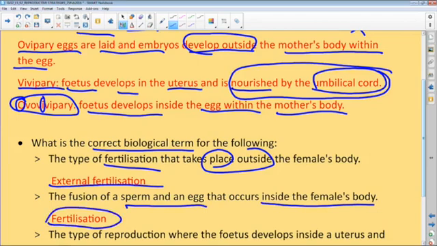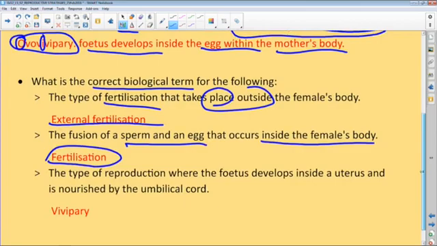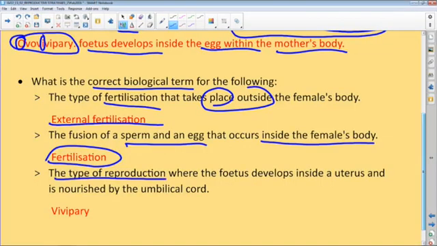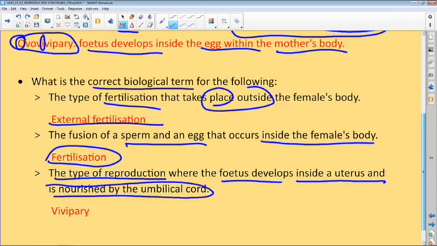That was one of the first things that we had to look at today: fertilization is when an egg and a sperm meet inside the female. The next one, the type of reproduction where the fetus develops inside the uterus and is nourished by an umbilical cord. And there we go, viviparous. These are simple, these are easy ones for you guys.